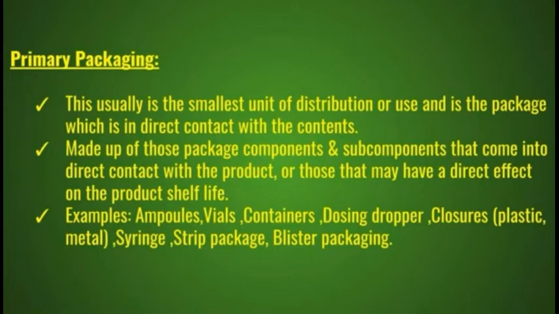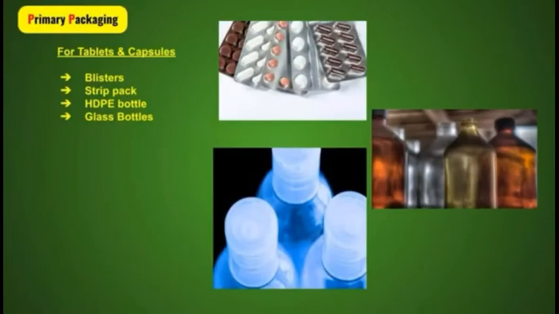So these shrink wrappers are polyethylene, polypropylene and polyvinyl chloride. These are shrink wrappers. Next one is blister packaging.